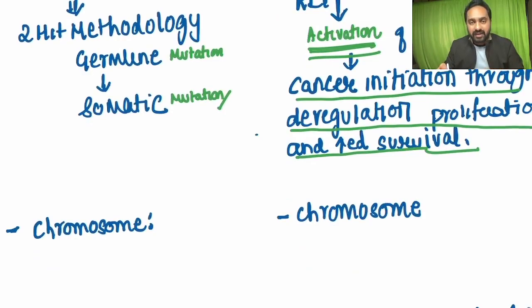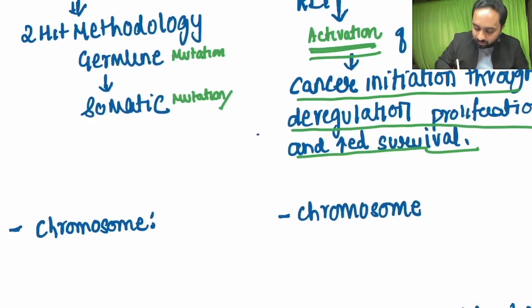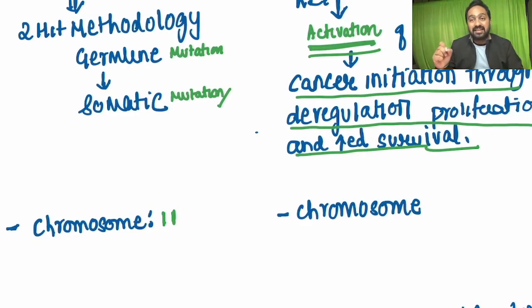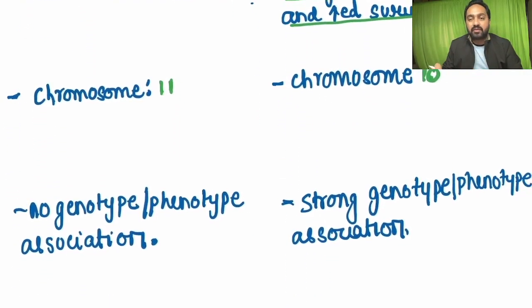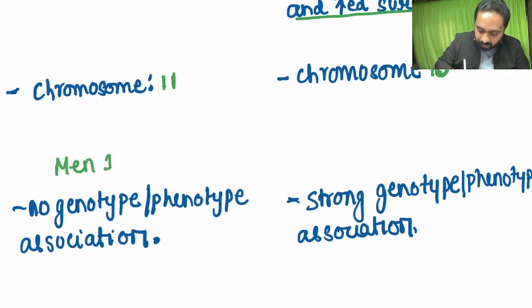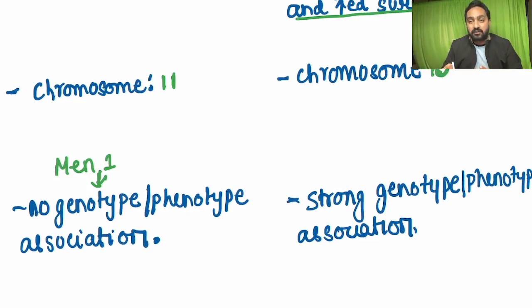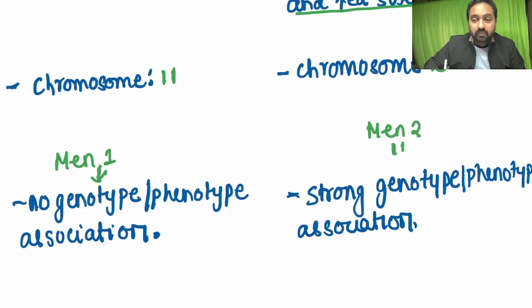So, where are these genes located? MEN 1, which is caused by the tumor suppressor MEN 1 gene, is located on chromosome number 11, whereas MEN 2, which is caused due to the proto-oncogene RET, is located on chromosome number 10, right? And now there's another important difference that you need to know about MEN 1 and MEN 2, regarding the genotype and phenotype association. In MEN 1, we do not have any genotype or phenotype association, whereas in cases of MEN 2, we have a strong genotype and phenotype association, the importance of which we shall be discussing later on in the discussion of the screening of MEN 2 syndrome, right?